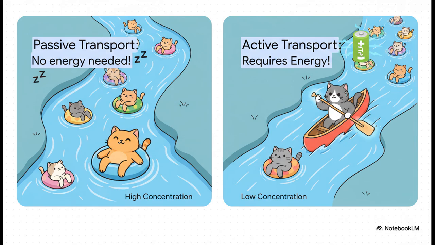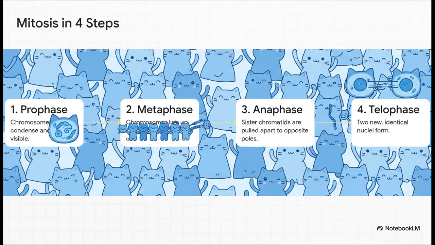So how do things get across that city border? Well, there are two main ways. Passive transport is kind of like floating down a river. It doesn't take any energy at all. But active transport is the total opposite. It's like trying to paddle upstream, and it needs energy, which comes from a molecule called ATP to move things against the current.